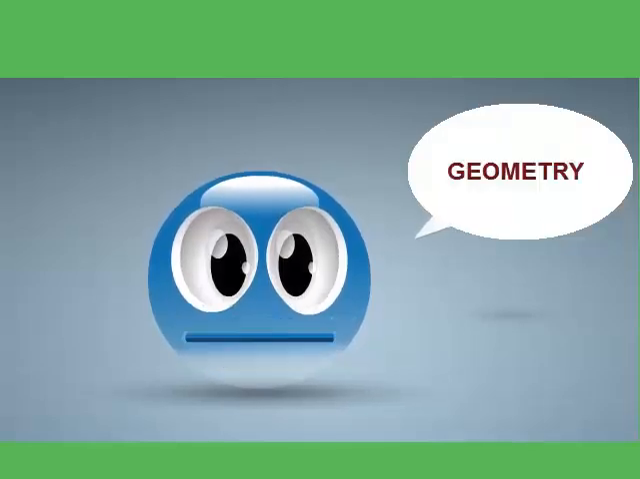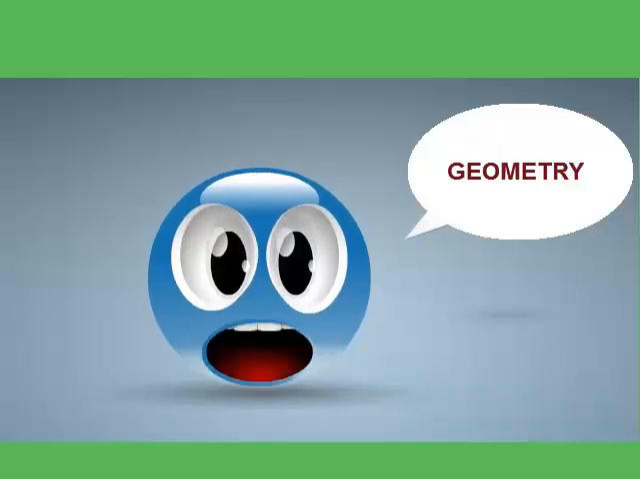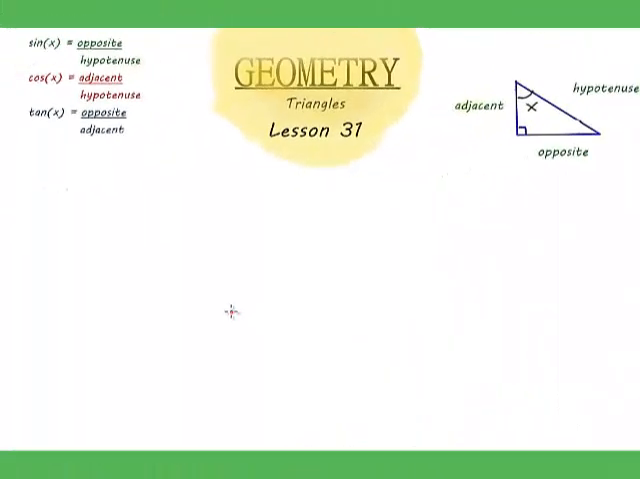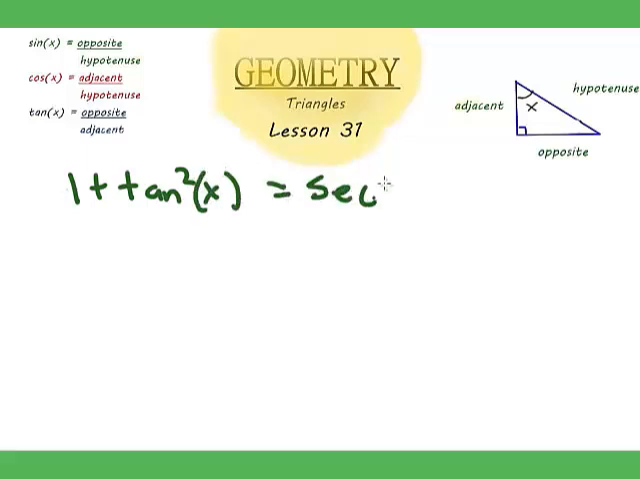Today we're going to be looking at geometry. Welcome back. In this lesson, we'll look at two identities that involve the reciprocals we learnt last time. First of all, let's look at this particular identity: 1 plus tan squared x is equal to sec squared x.